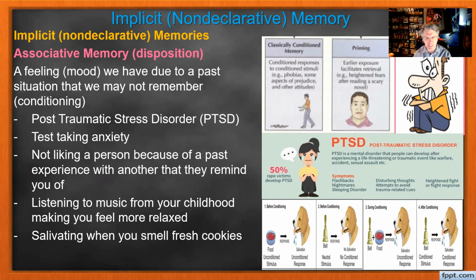Test-taking anxiety, just sitting for a test, the fact that some people make you nervous, not liking a person because of a past experience with another person, listening to music from your childhood that you associate with a good time, or listening to a song that you associate with a bad time, salivating at the smell of cookies, or just walking into your grandparents' house and you associate that with good times. We'll talk about this more in Unit 6 when we get to conditioning.